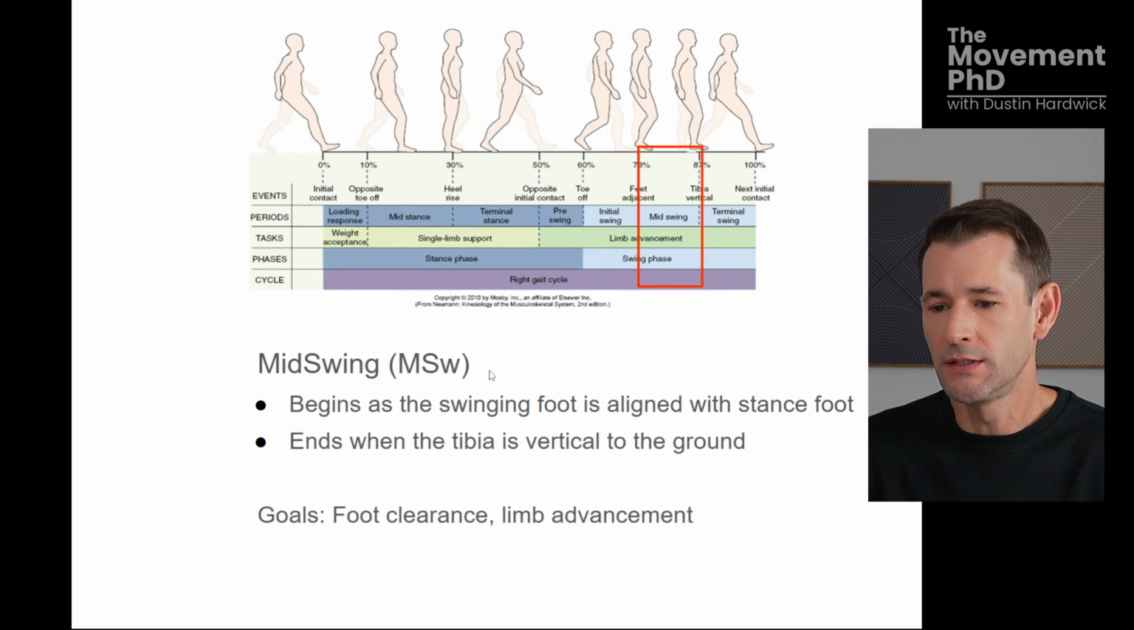Next, we have mid-swing. This begins as the swinging foot is aligned with the stance foot. So in our example, as soon as that right foot is in line with that left foot, and it ends when the tibia is vertical to the ground. So it starts in some flexion, and once that tibia is vertical to the ground or perpendicular to the ground, that's when mid-swing ends. So to review, it starts when the limbs are aligned and the knee is in some flexion, and it ends when that tibia is vertical, so it's going to be in less flexion at that point. Again, the goal here is foot clearance and limb advancement.